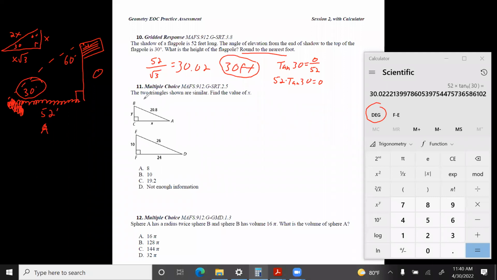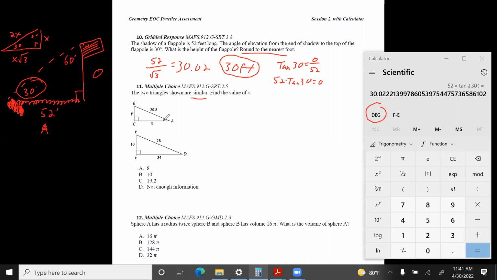We have two triangles shown are similar. So they're telling us that they're similar. Find the value of X. They gave us a couple parts. I wish they had given us a little bit more information so that we knew how they matched up. By looks, again, short side should go with short side, long leg with long leg, hypotenuse with hypotenuse. So they have to be in corresponding order. They want us to find the value of X.